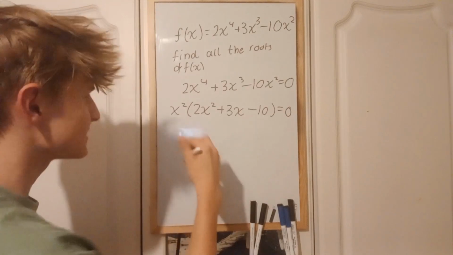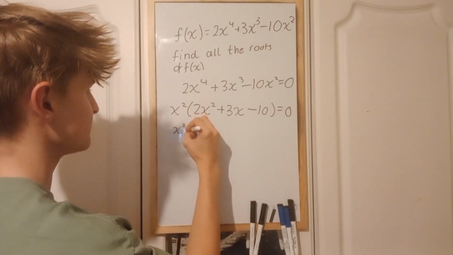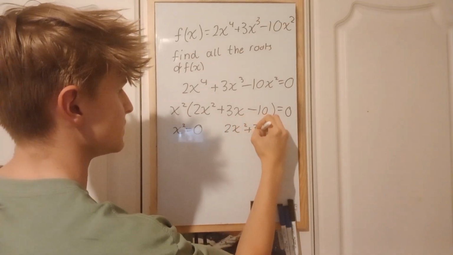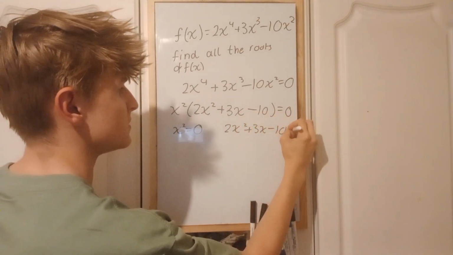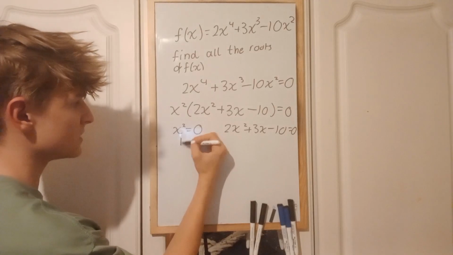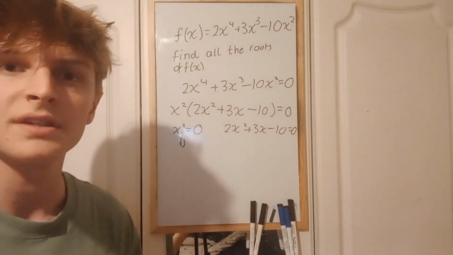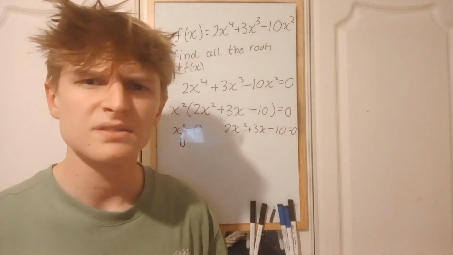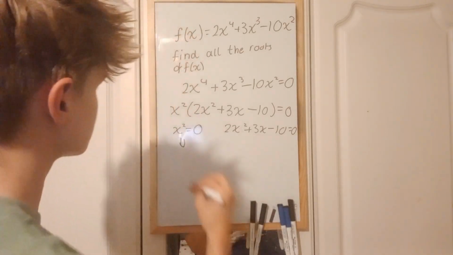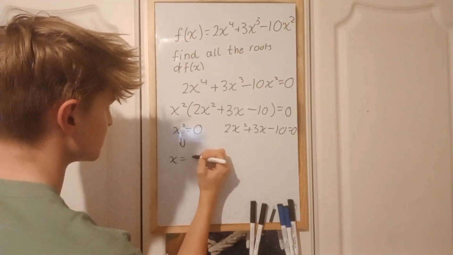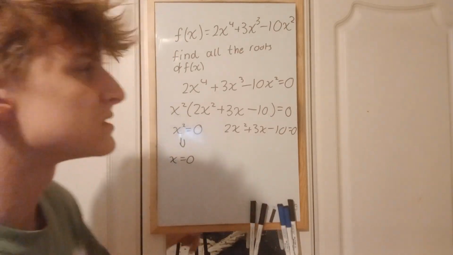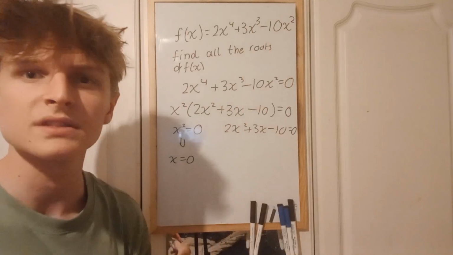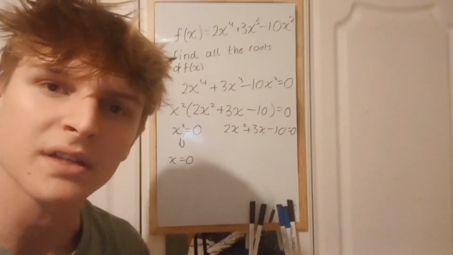This looks pretty easy. So either x squared equals 0 or 2x squared plus 3x minus 10 equals 0. From this one, you can take the square root on both sides and you'll get plus or minus 0, but positive 0 and negative 0 are the exact same thing. So the first one is just x equals 0, which makes sense, right? Because if you plug x equals 0 into this, all the terms will get killed by 0 and you're just left with 0. So it makes sense that that's a root.